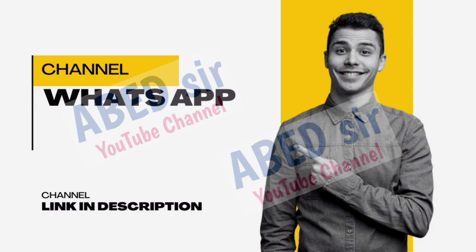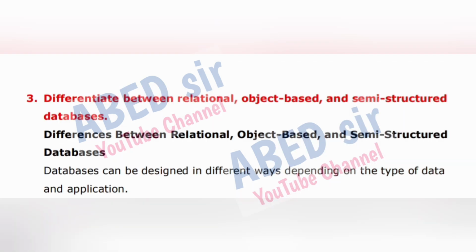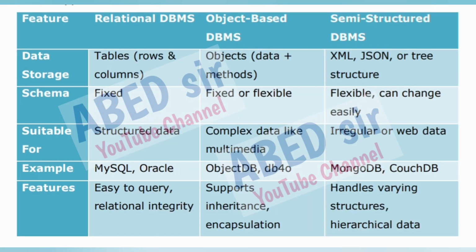Next important short question is: 3. Differentiate between relational, object-based, and semi-structured databases. Databases can be designed in different ways depending on the type of data and application. Feature: relational DBMS, object-based DBMS, semi-structured DBMS.